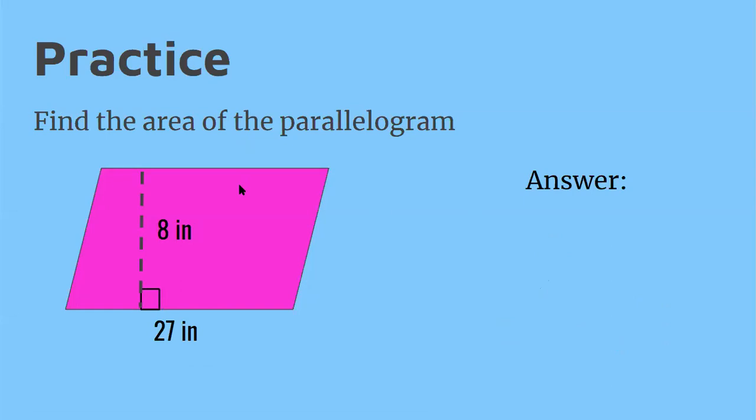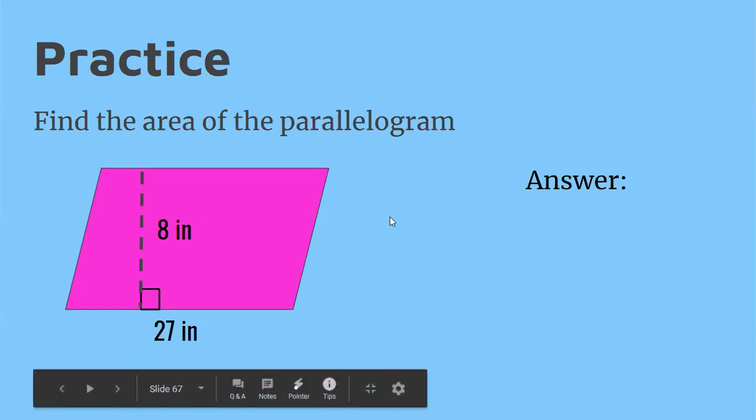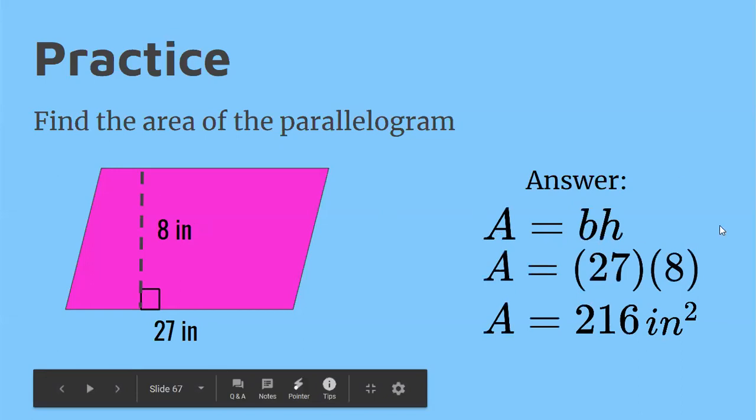Next problem, we've got this parallelogram with a magenta pink, neon pink. Find the area of this parallelogram, and I'll count down to pause. So 3, 2, 1, pause. And we're back. So the answer for this is area equals BH. So plug in 27 for B, 8 for H, and we should get 27 times 8. Once you multiply them, the area should equal 216 inches squared.